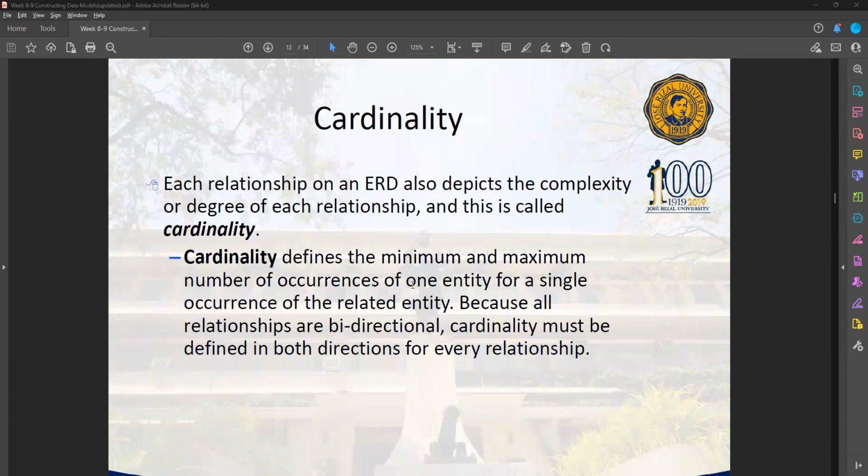Yeah. So let's go to cardinality. It says there that cardinality defines the minimum and maximum number of occurrences. But for us, cardinality refers to the number of elements in a set or the number of relationships between two sets of objects. It is a fundamental concept in mathematics, set theory. And of course, this can also be applicable in database design.